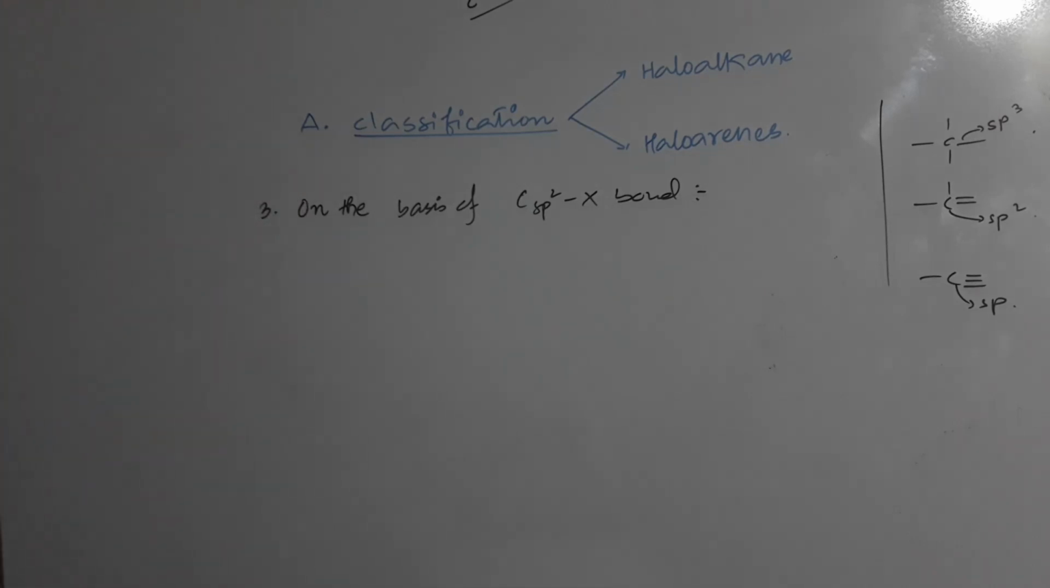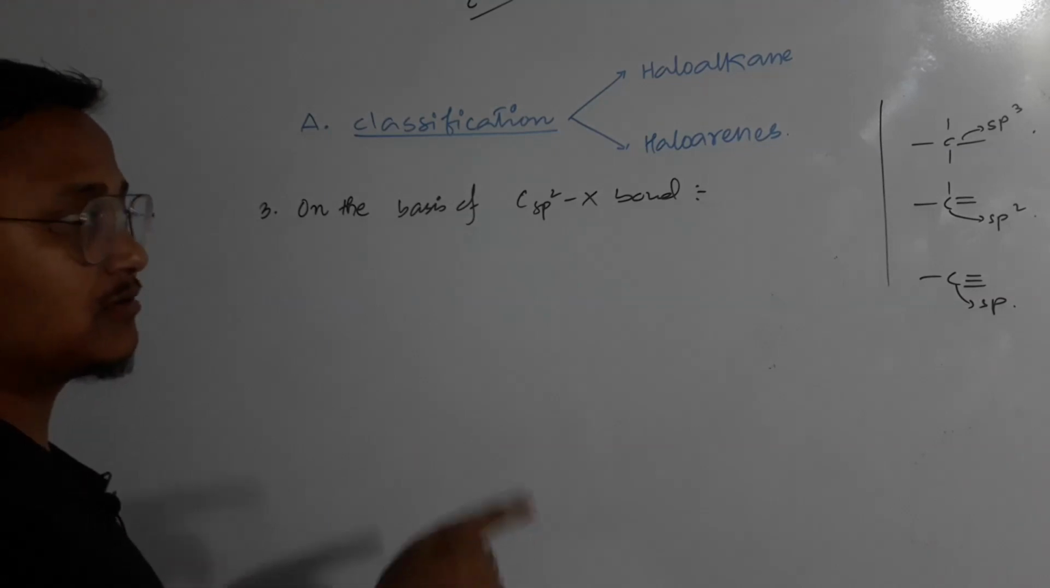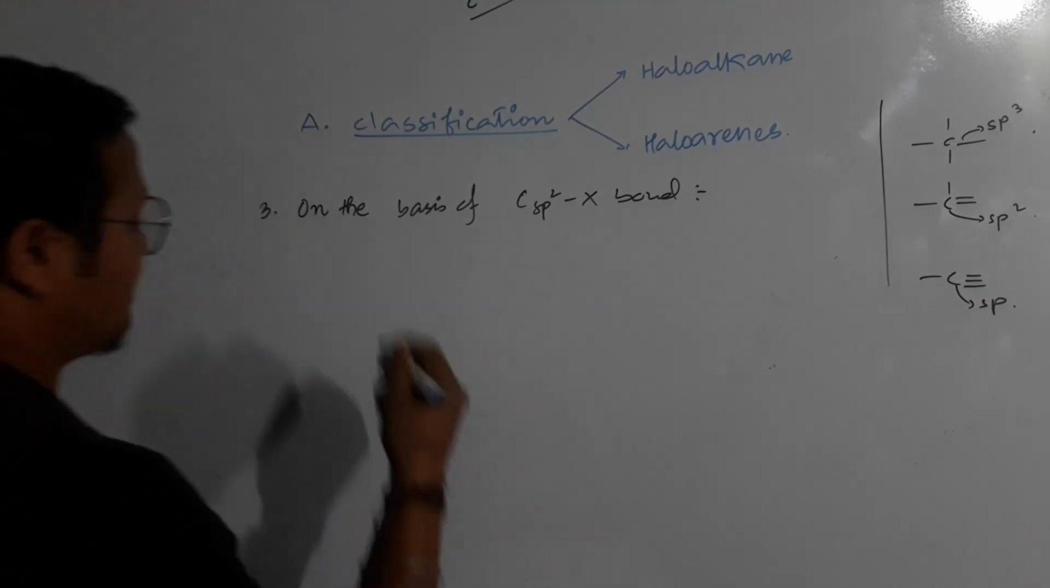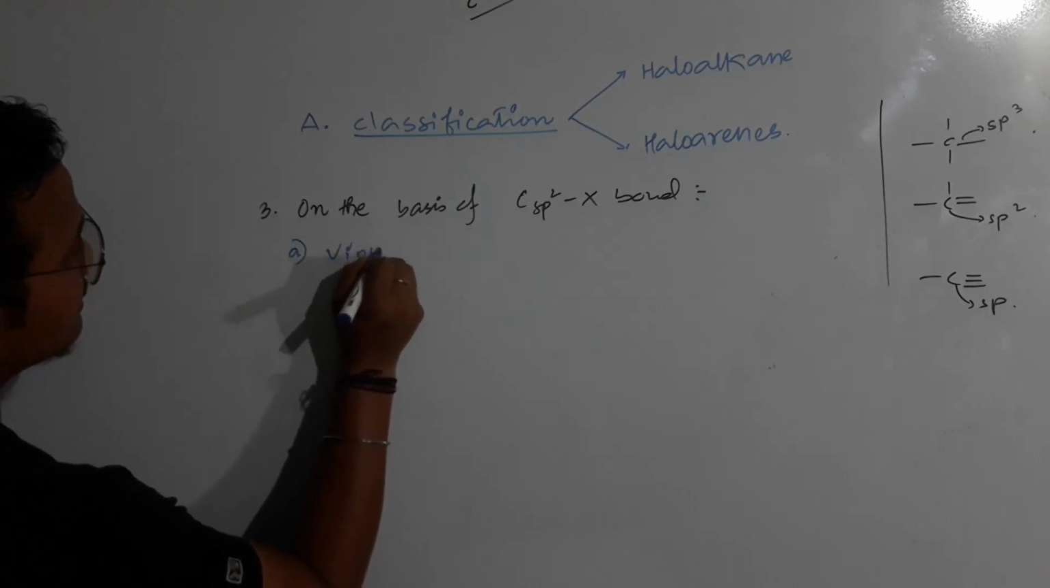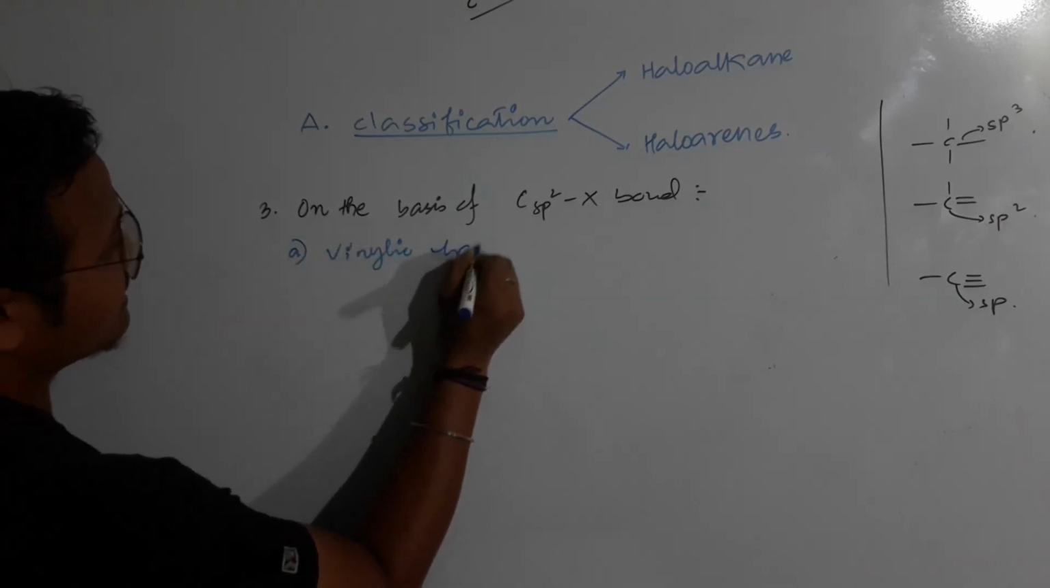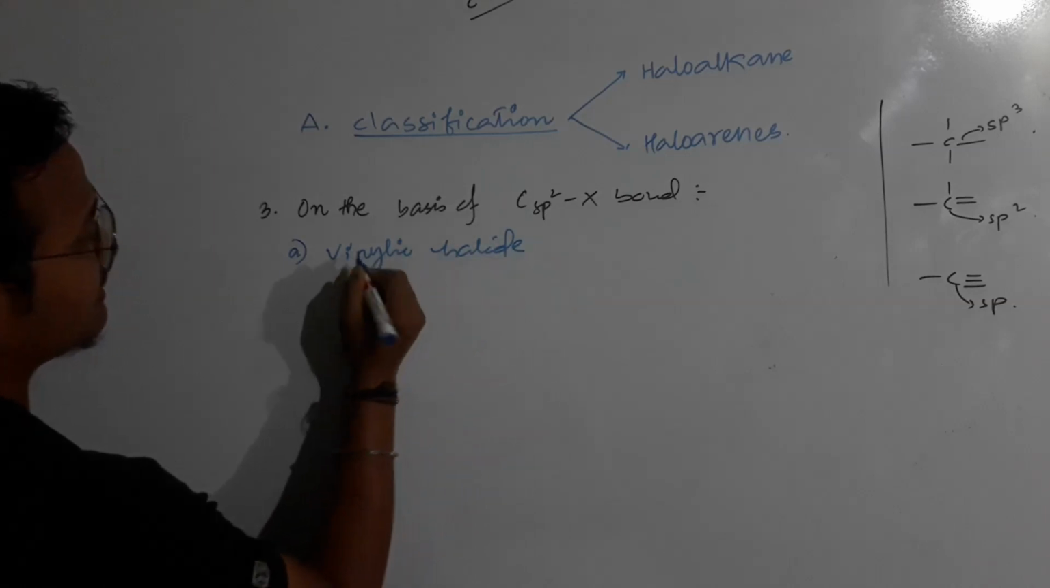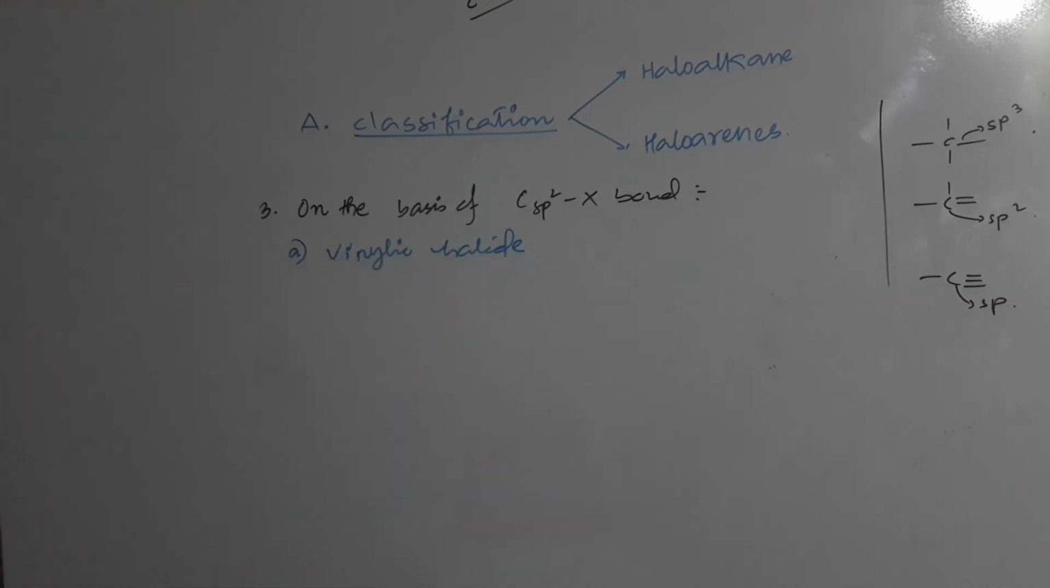On the basis of what? The sp2 carbon halogen bond. Only one classification is there, only one process is there, and that is what we are talking about, vinylic halide. Okay, vinylic halide. So this one.